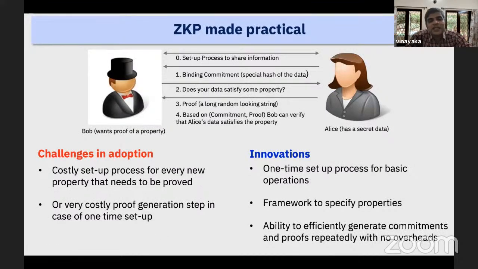Now, why has it suddenly become practical in the context of blockchain? As I said, we have come up with protocols in which you have to go through this setup only once instead of having to do it every time. And as I said, the proof generation, proof verification, and proof size are all now amenable to be used in practice. And that's why it has become very practical now in the context of blockchains. So any questions on zero knowledge proofs?